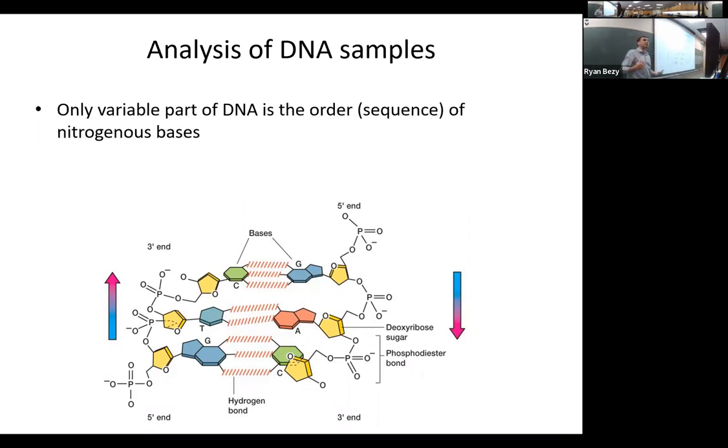So the variable part that we need to look at is the order, the sequence of the A, T, C's, and G's, the nitrogenous bases within the DNA. Questions about that?